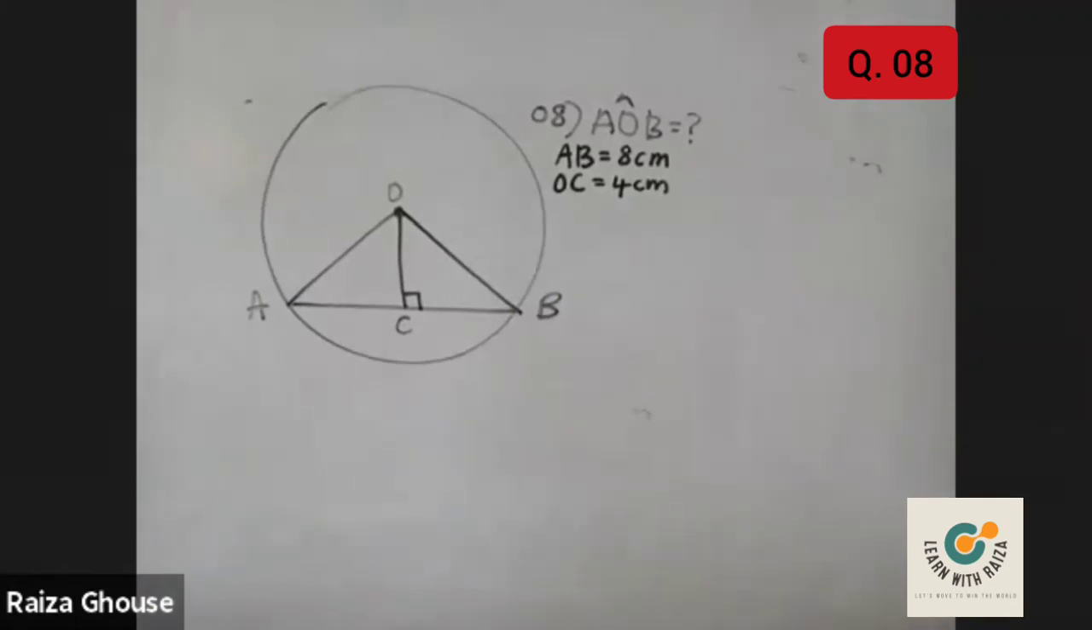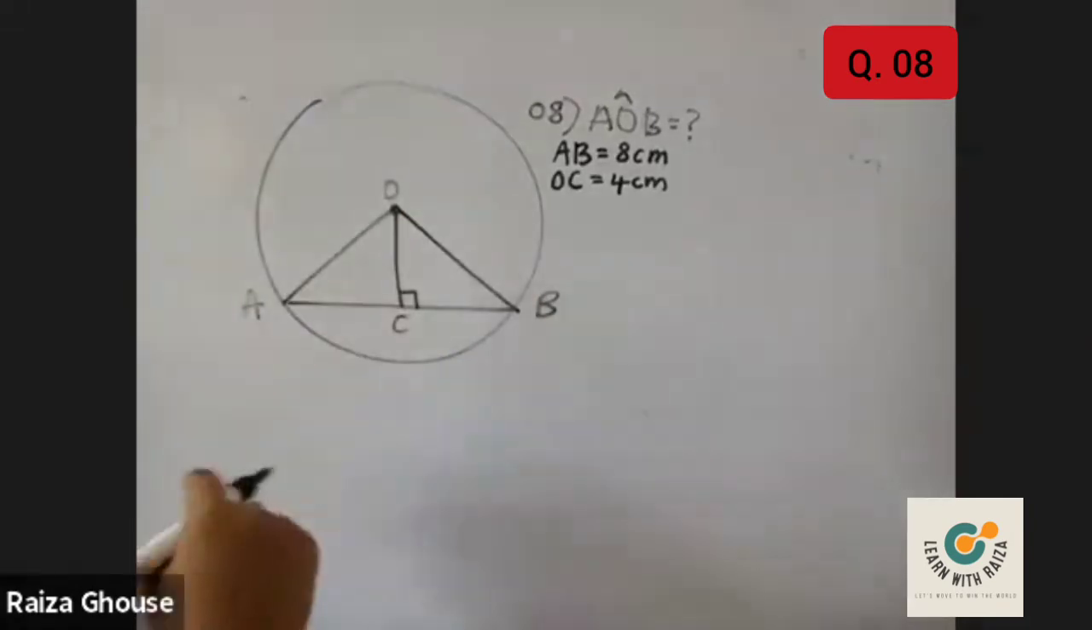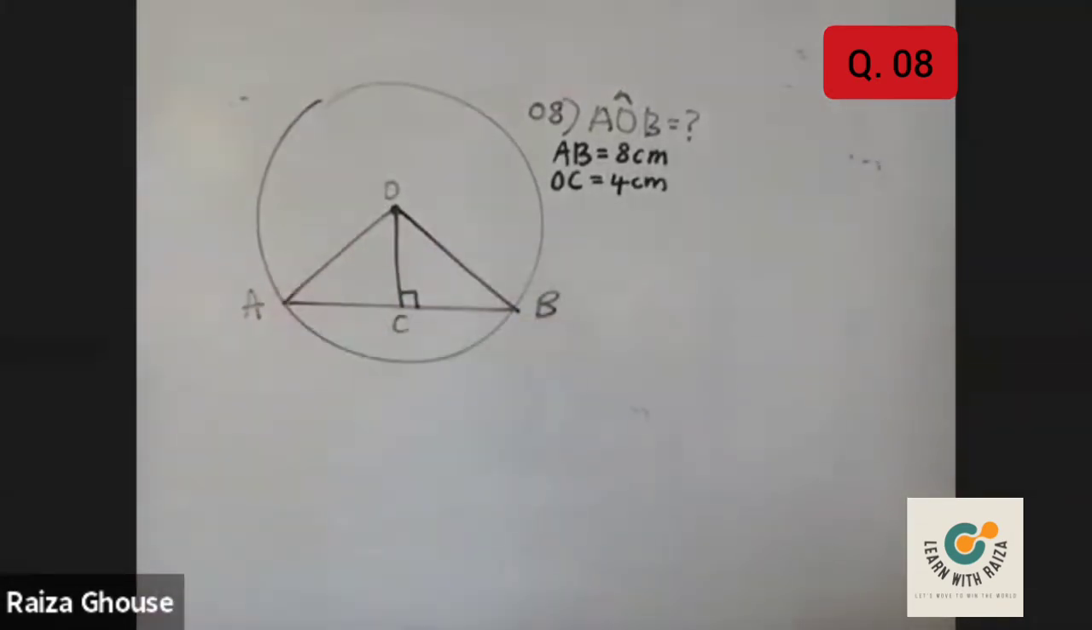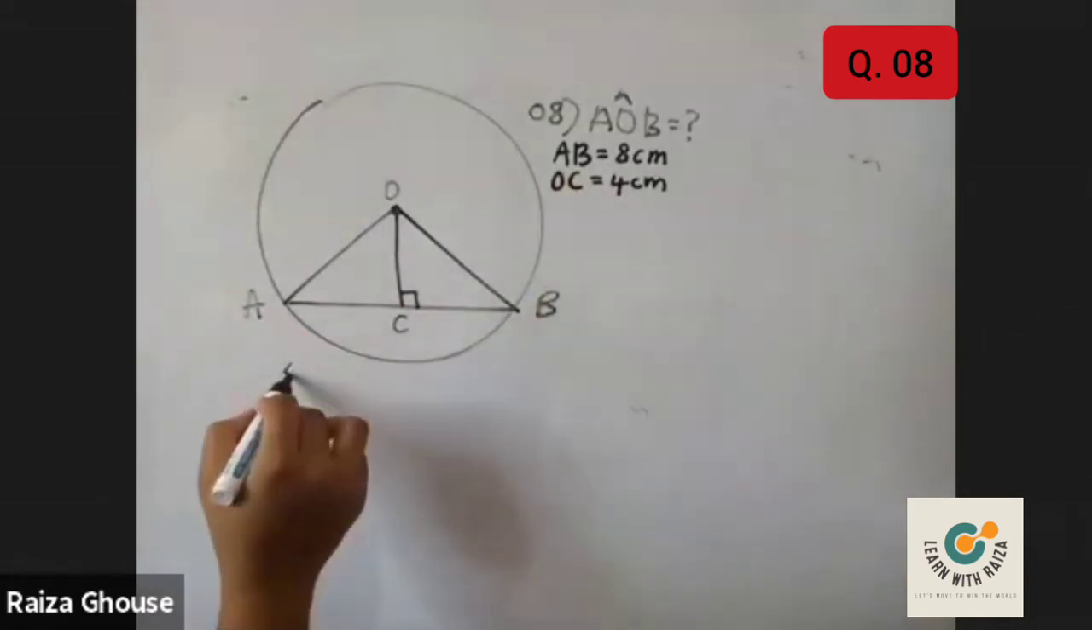Question number 8. This is a circle and you can see a chord AB is drawn, center O is there, and a triangle is formed. So some data are given for you. AB is 8 centimeter. Okay, this is 8 centimeter.